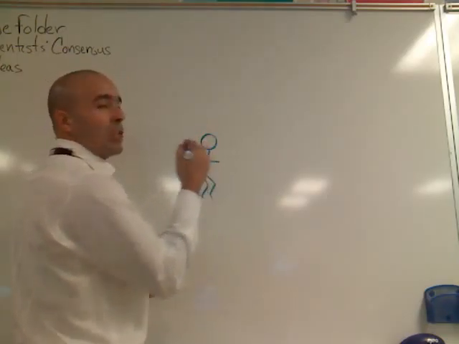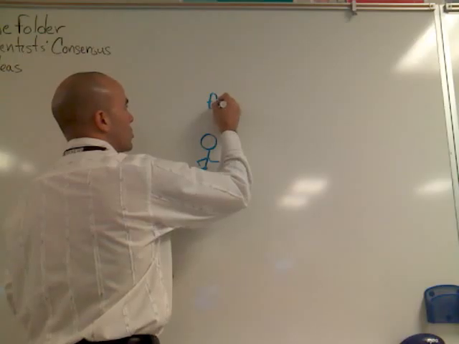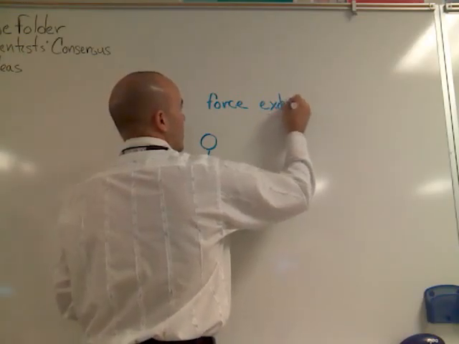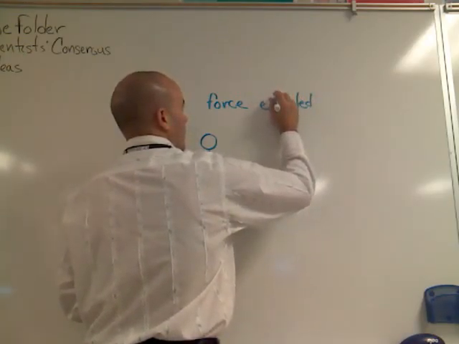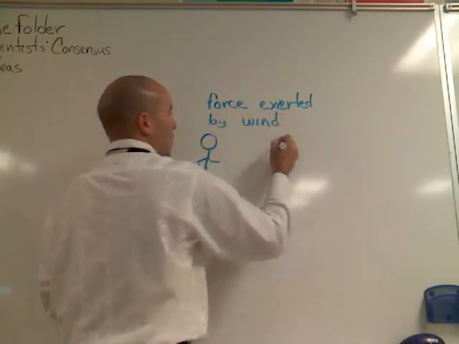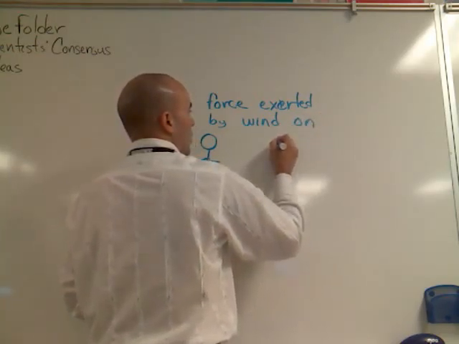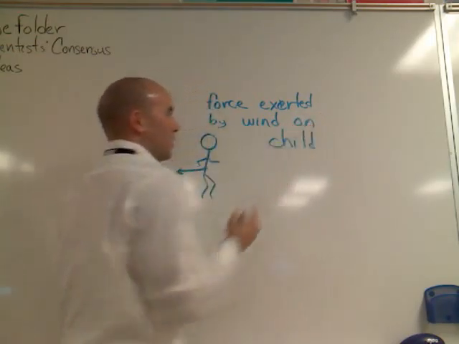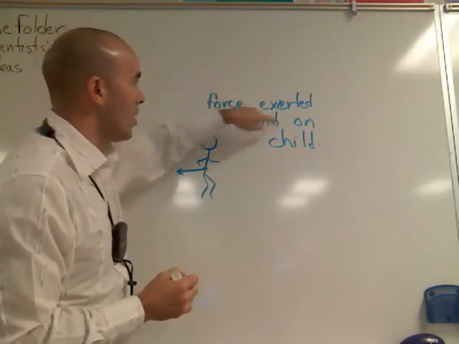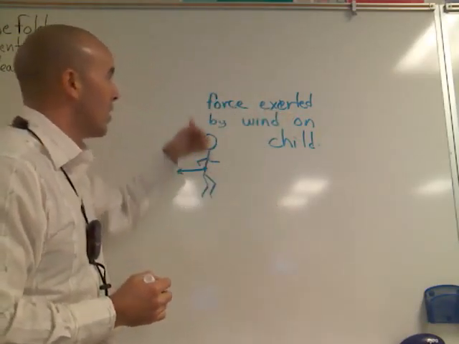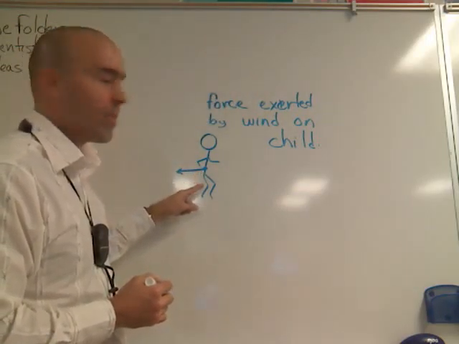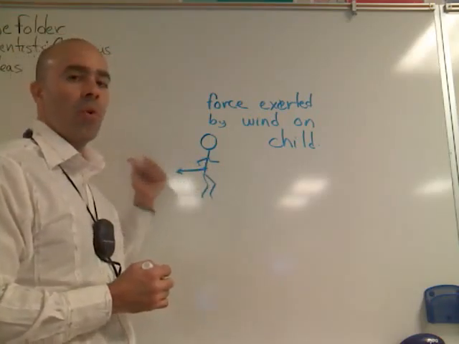The other thing is the statement. You have to write force exerted by wind on a child. So there you have your force diagram. Force exerted by wind on child. You are identifying the source of the force, which is the wind, and in the force diagram you have the arrow pointing to the direction of the force.